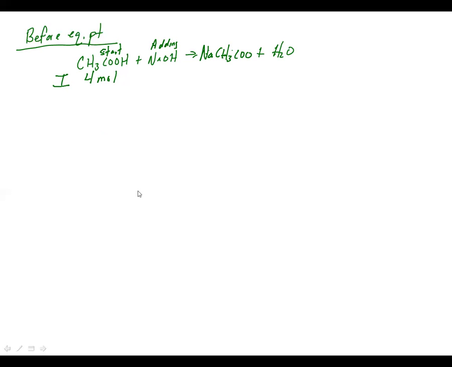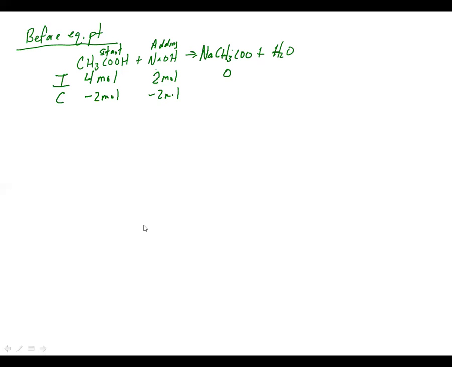And this guy is going to be 0 at this point. Now, because we're at before the equivalence point, the change is always going to be the smaller number, which would be the sodium hydroxide, the limiting reagent at this point. That would give us plus 2 moles coming this way. That means that when we get to equilibrium here, that's going to give us 4 moles.